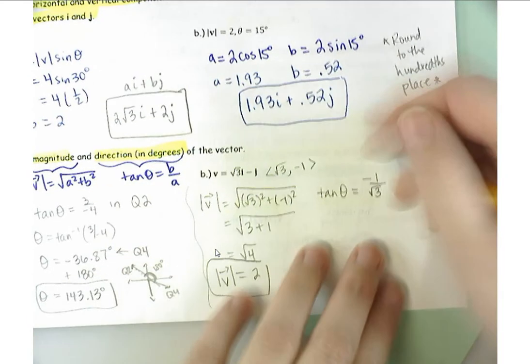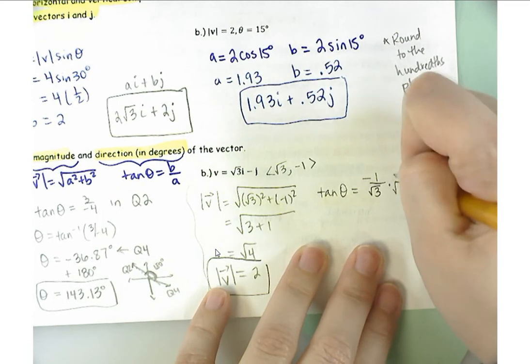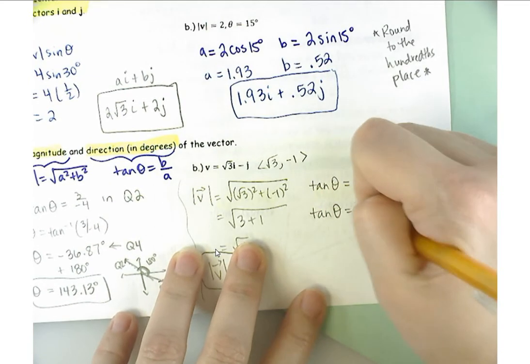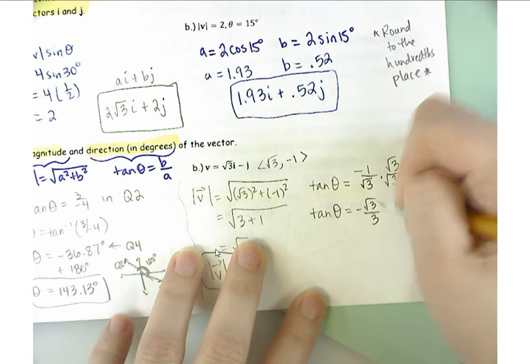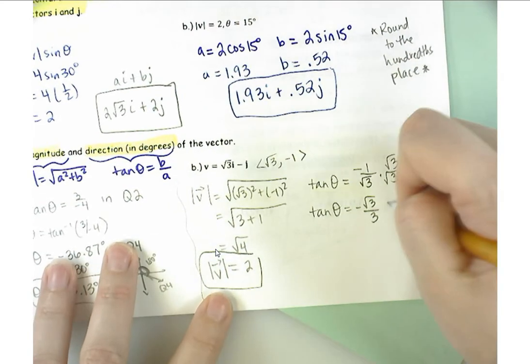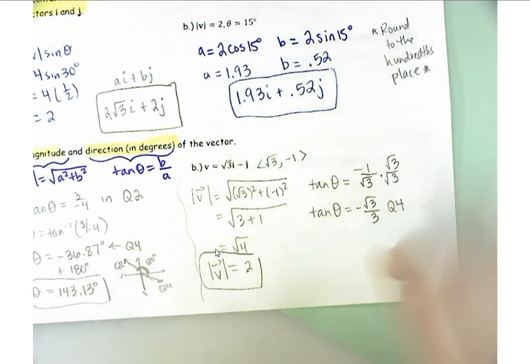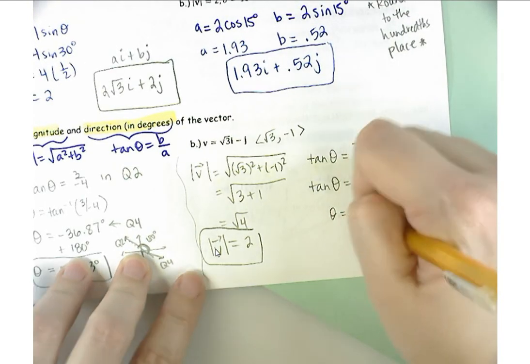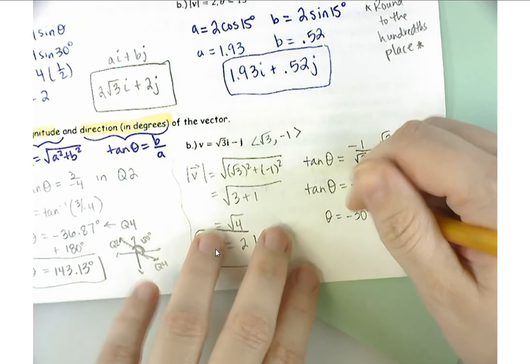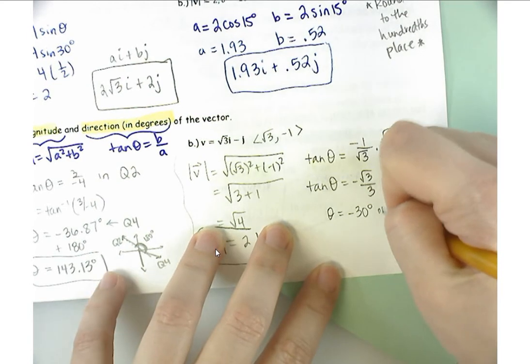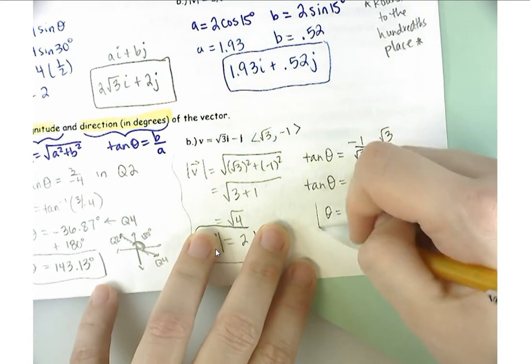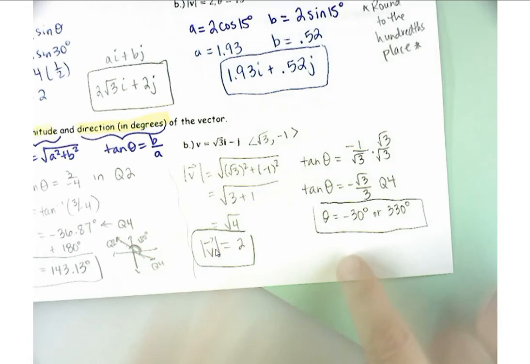Okay, so you're going to multiply to rationalize, and you get negative root 3 over 3. Okay, if you are using your calculator, it is going to give you the theta in quadrant 4 as negative 30 degrees. You can keep it like that, or you can also rewrite it as 330 degrees. Okay, by adding 360.